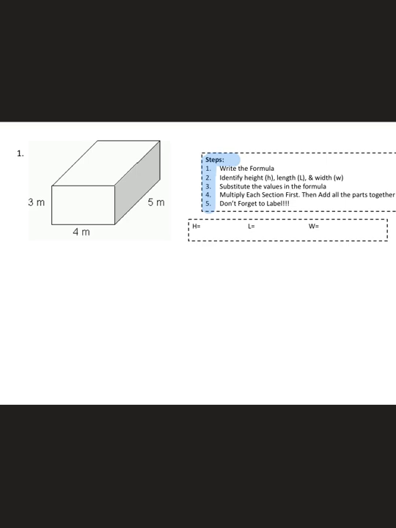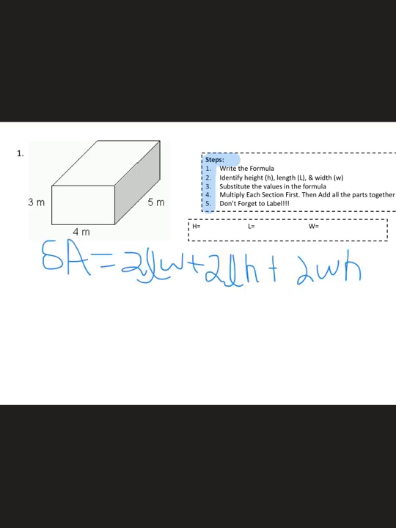So step 1 is write the formula. Alright, so step 1, we wrote down the formula, which we know is surface area equals 2 times length times width plus 2 times length times height plus 2 times width times height. Now remember, I think it's really important to rewrite the formula over and over again because it helps us remember it. Alright, so step 1 is done.